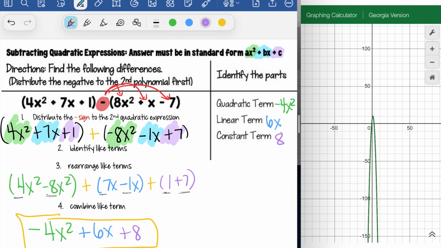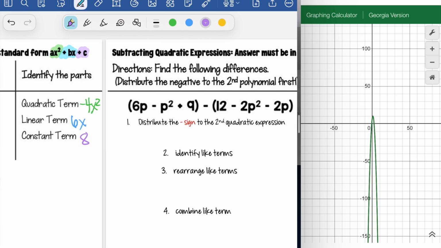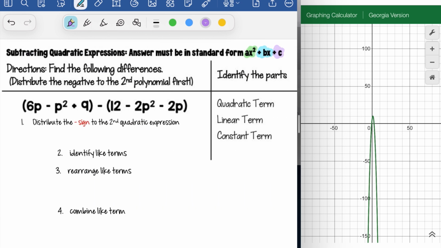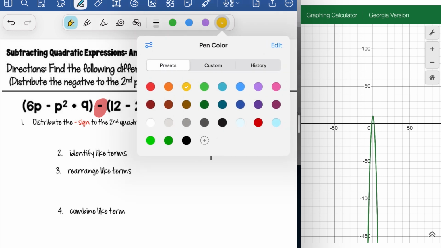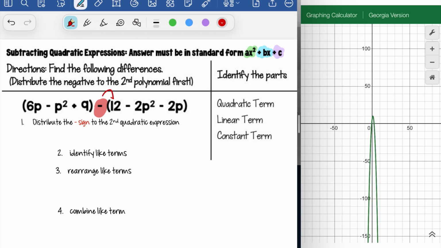All right, let's look at problem number 2. So again, this is a subtraction problem. That's why there's a minus sign in the middle, and I want to rewrite it as addition. So I'm going to distribute the negative sign to all the terms behind it.